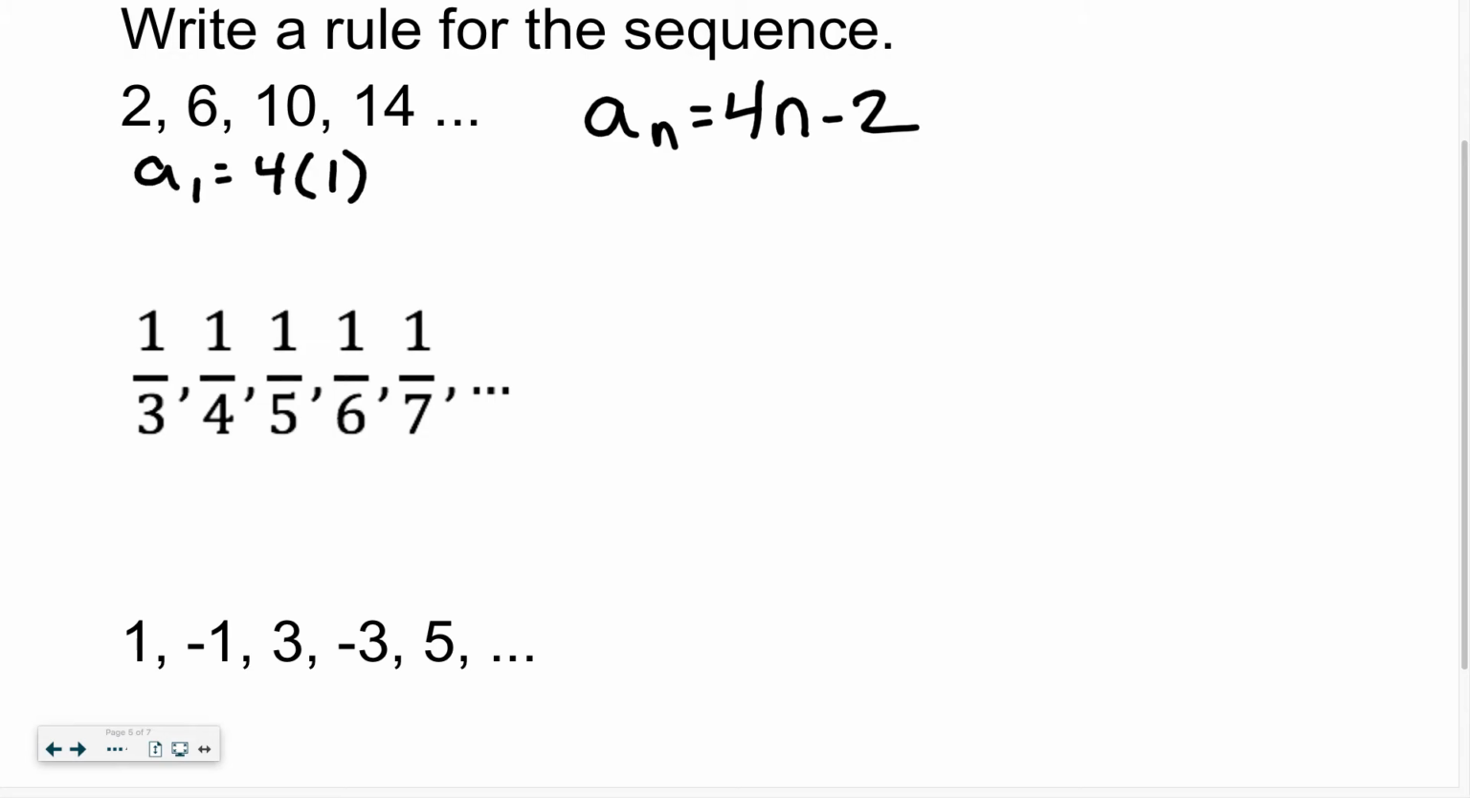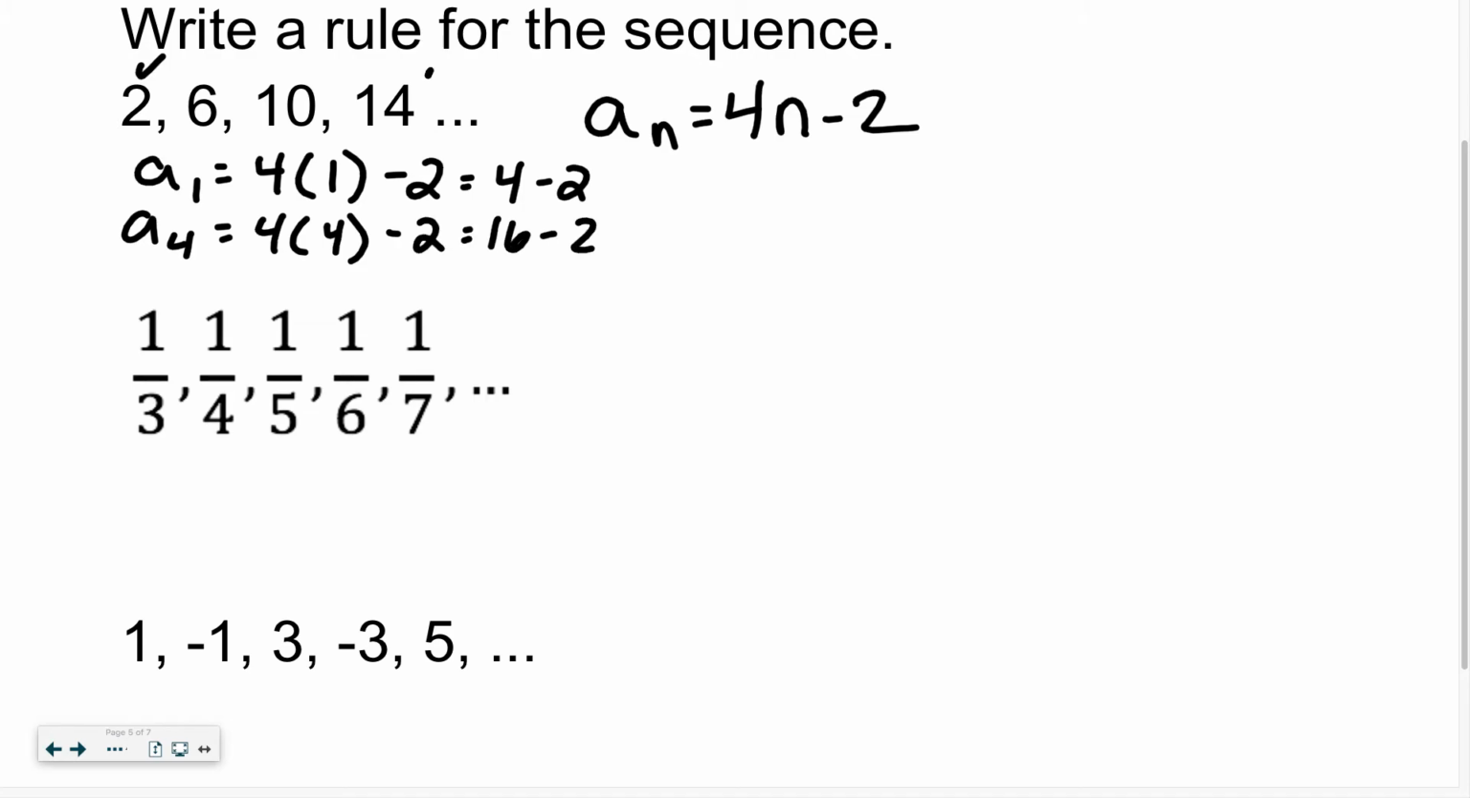Just to double check your work, try it out for a sub 1. 4 times 1 minus 2, that's 4 minus 2 or 2. Works out, right? Try it for a sub 4. 4 times 4 minus 2. That's 16 minus 2, which is 14. We said our next one would be 18. Try it for a sub 5. That would be 4 times 5 minus 2. 20 minus 2 is 18. It actually works. How did you come up with the minus 2 part, Tommy?